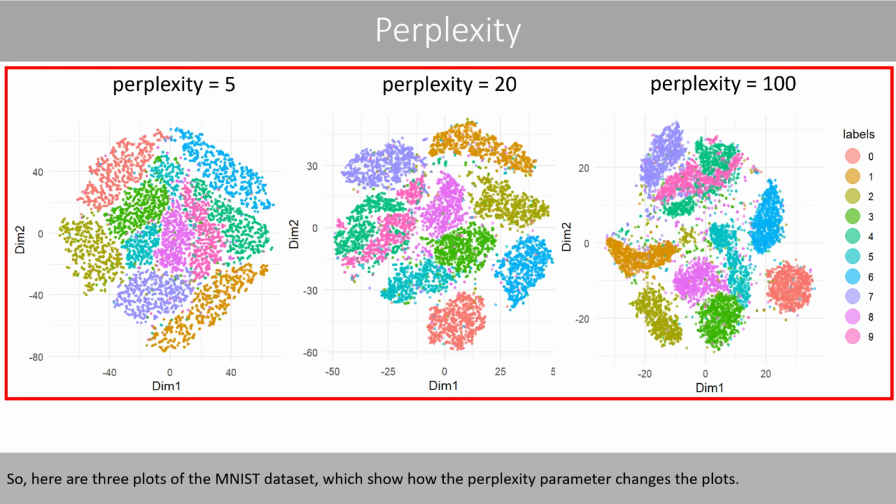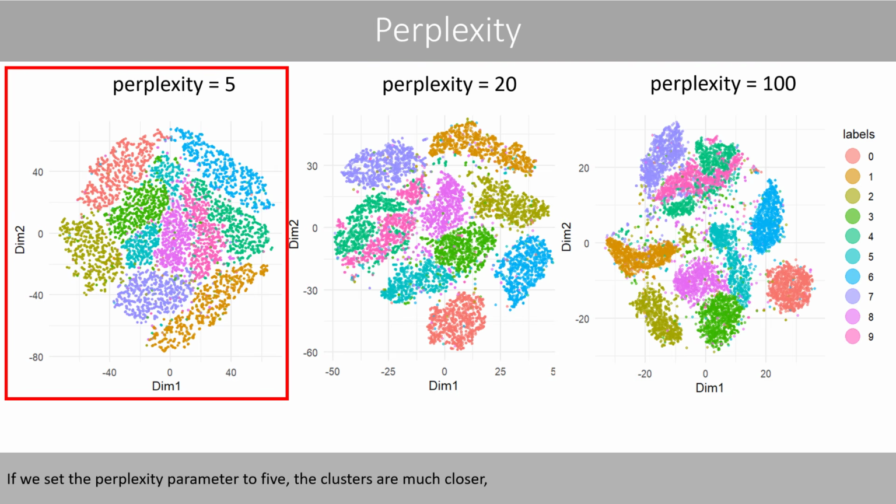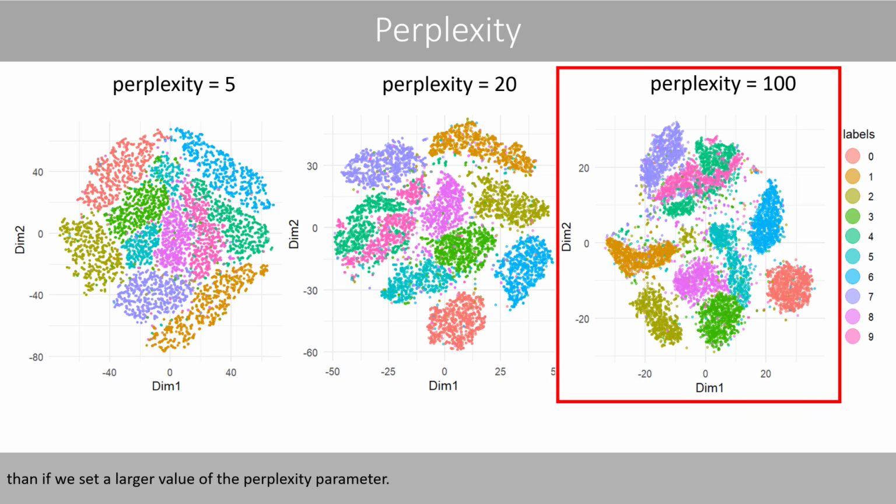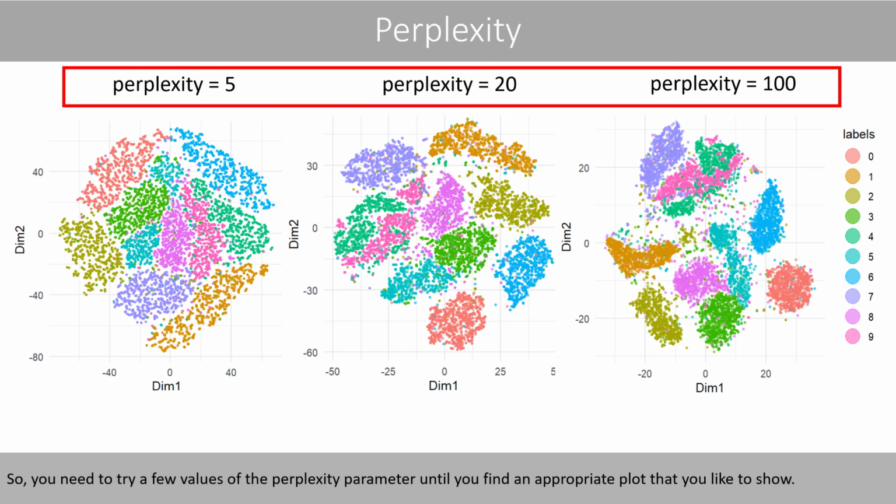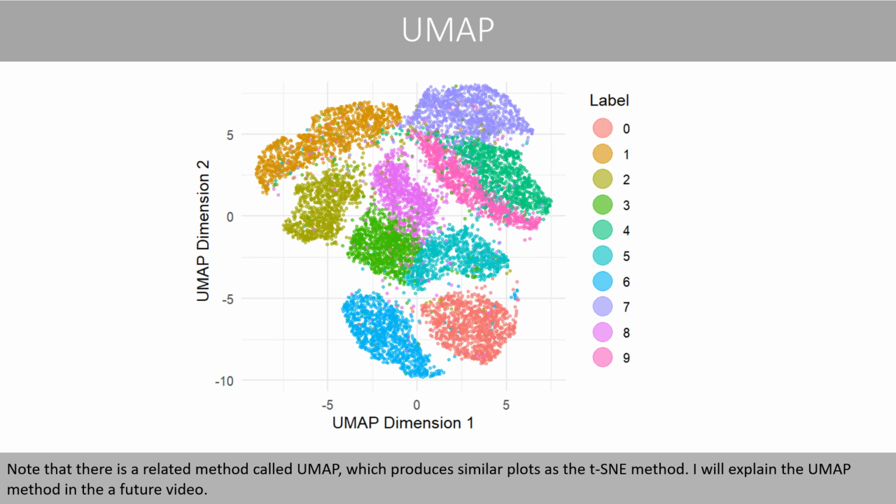So, here are 3 plots of the MNIST dataset, which show how the perplexity parameter changes the plots. If you set the perplexity parameter to 5, the clusters are much closer than if you set a larger value of the perplexity parameter. So, you need to try a few values of this parameter until you find an appropriate plot that you like to show. Note that there is a related method called UMAP, which produces similar plots as the t-SNE method. I will explain the UMAP method in a future video.